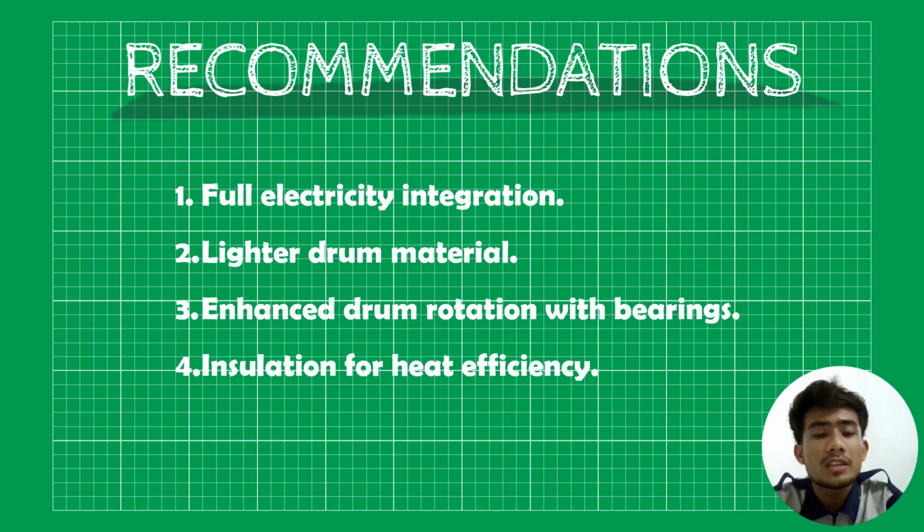The last one is insulation for heat efficiency. Consider adding insulation around the drum to improve heat retention. This will enhance energy efficiency by minimizing heat loss and ensuring that the roasting chamber maintains a consistent temperature. Common insulation materials include ceramic fibers or high temperature resisting insulating foams.